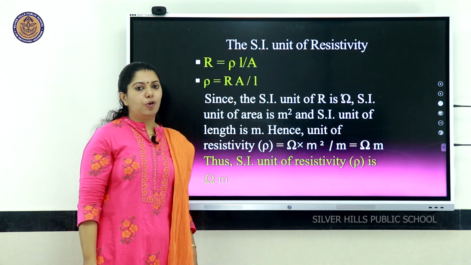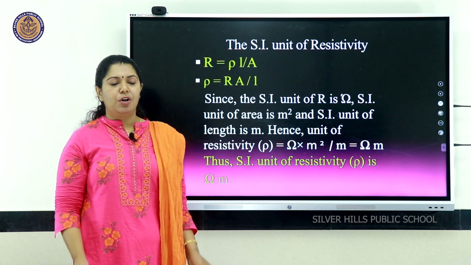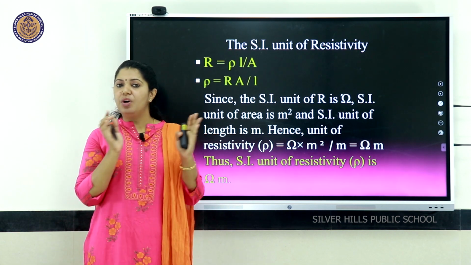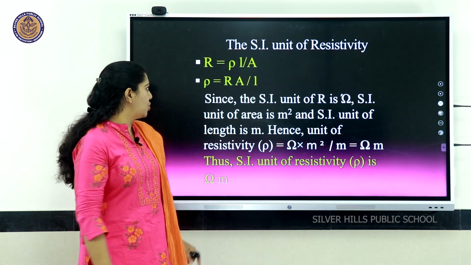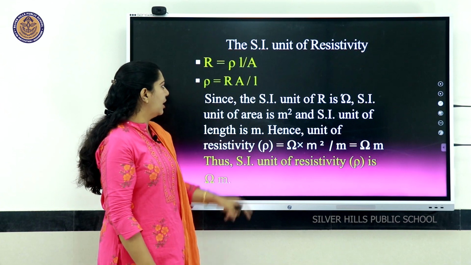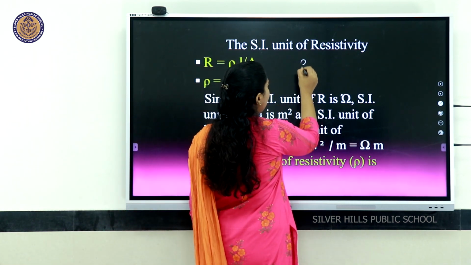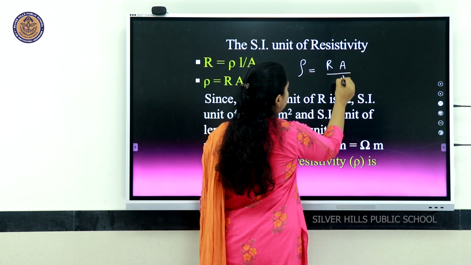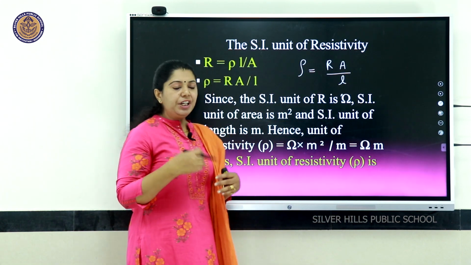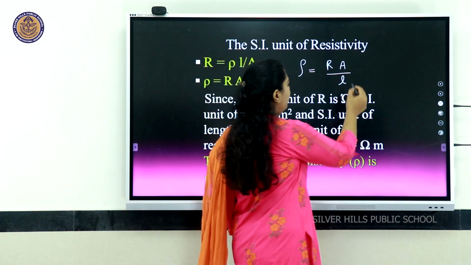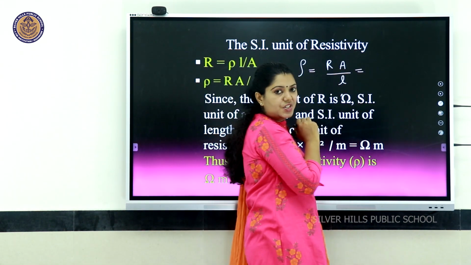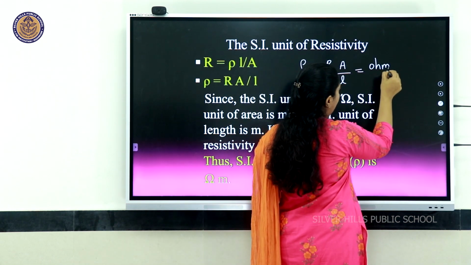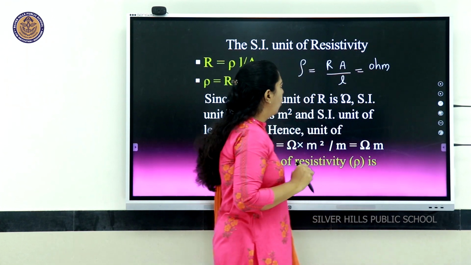Then we want to study the SI unit of resistivity. For writing the SI unit of any physical quantity, first of all we want to write down the proper equation. You know the equation: resistivity rho is equal to RA divided by L. For writing the unit of resistivity, first of all we want to take down the unit of resistance. The unit of resistance is ohm, or you can use the simple symbol Ω.